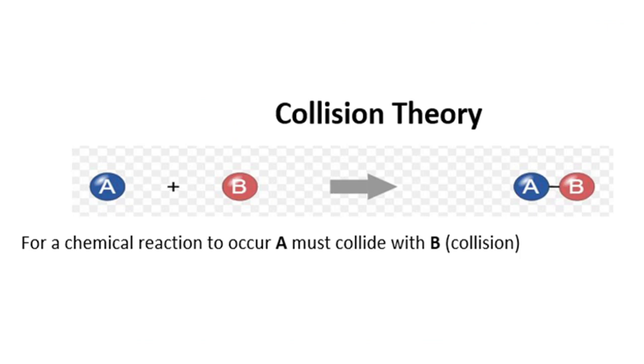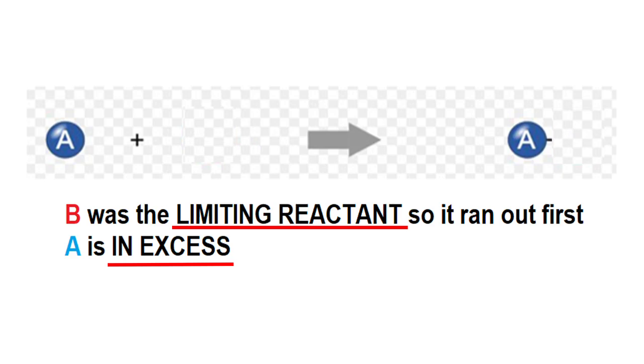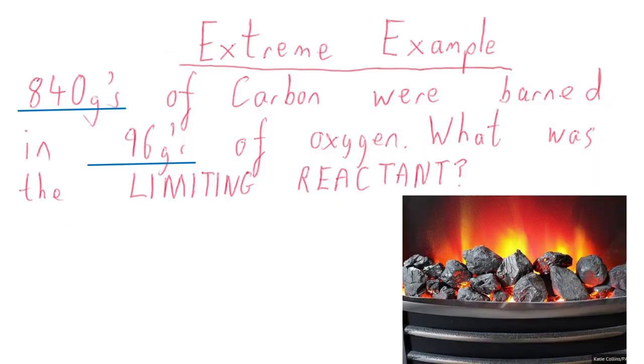Now, for a chemical reaction to occur, A must collide with B. Well, what happens if I run out of B? A is just going to be left on its own. So B was the limiting reactant, so it ran out first, and A, you say, is in excess.